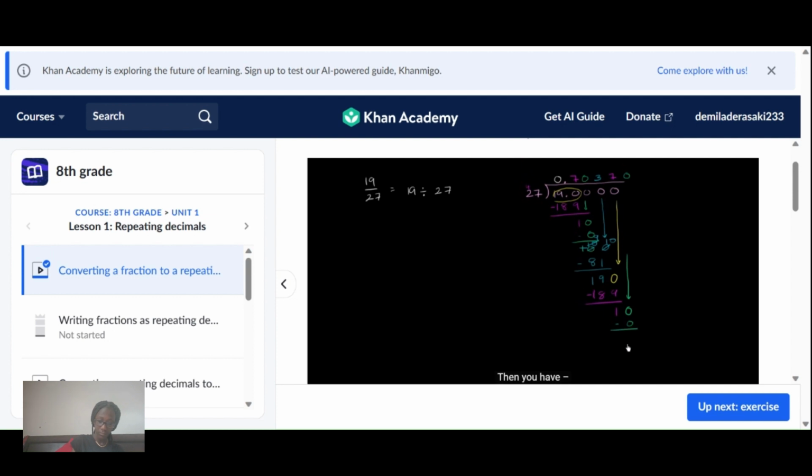Subtract. Then you still have the 10, but we got to bring down another 0. So you have 27 goes into 100. We've already done this 3 times. So you see something happening here.